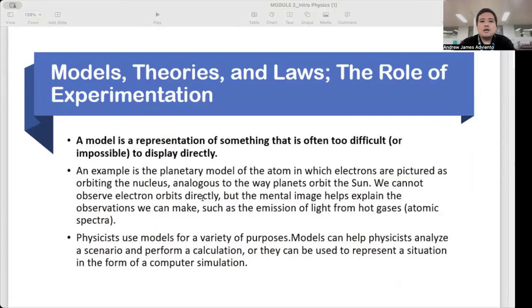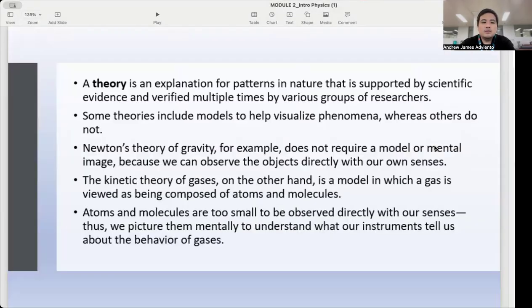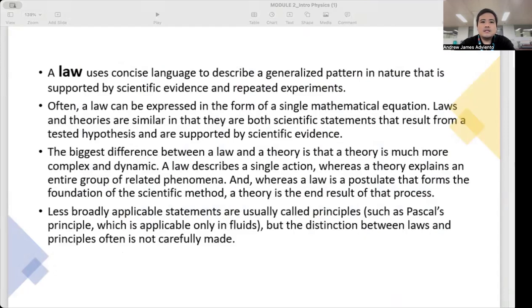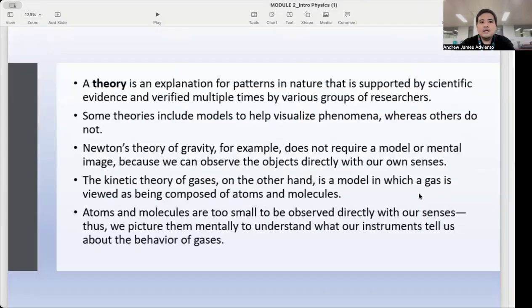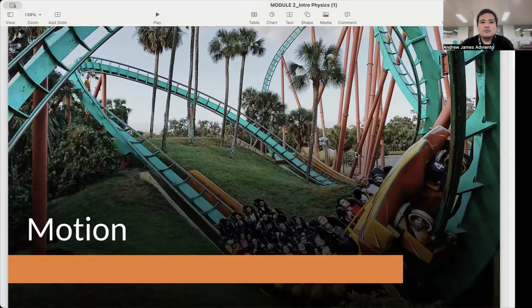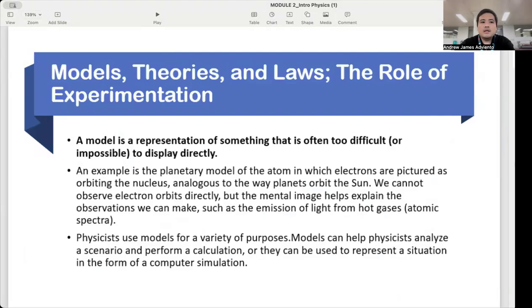In physics, a law describes what happens in nature, and a theory explains why it happens, and a model helps us visualize or represent complex ideas. They work together to help scientists understand and predict natural events.